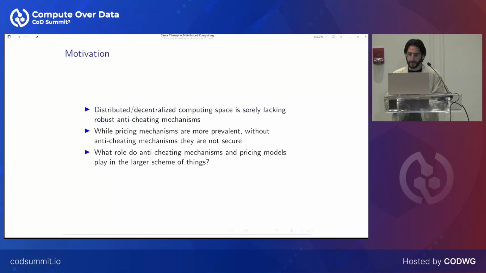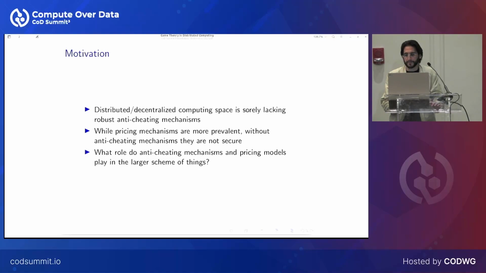So, distributed computing: there aren't really any robust anti-cheating mechanisms in use right now, right? People are researching them, but the space is really sorely lacking proper incentives. And while pricing mechanisms are a bit more prevalent, without anti-cheating mechanisms, they're not secure, right? If somebody's giving you a price, and you don't know that the computation they're providing you is accurate or legitimate, then the price is just suspect.